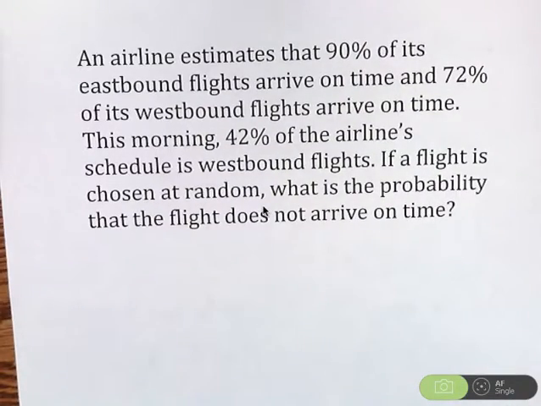I'm going to show you what happens when we don't have the obvious pieces of information that we typically had on that first one. An airline estimates that 90% of its eastbound flights arrive on time, and 72% of its westbound flights arrive on time. This morning, 42% of the airline schedule is westbound flights. If a flight is chosen at random, what is the probability that the flight does not arrive on time?